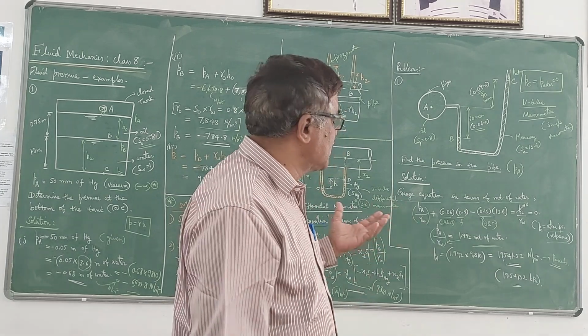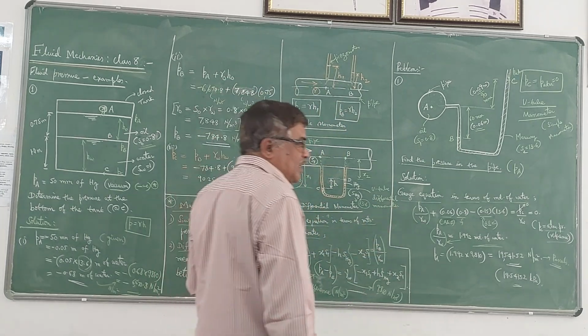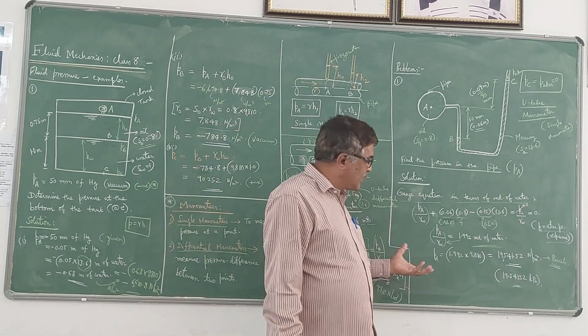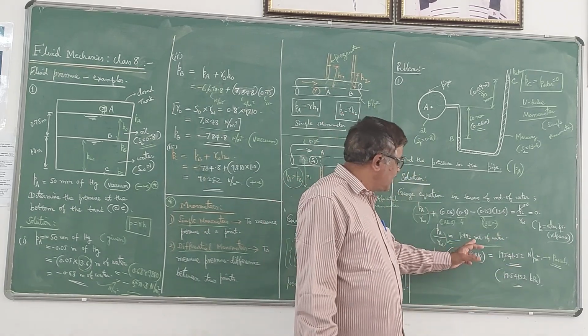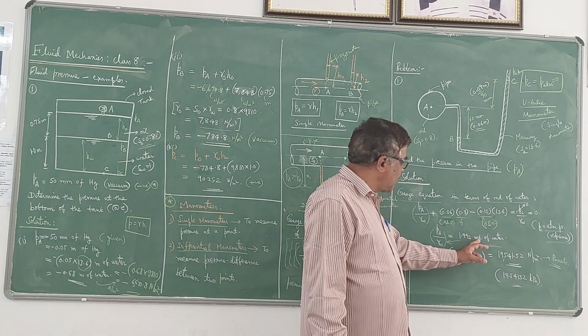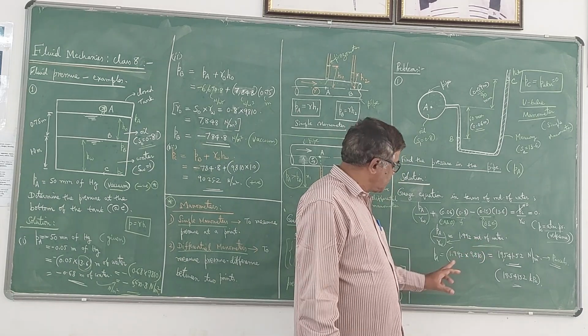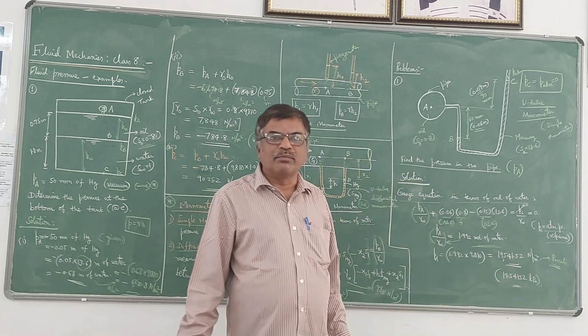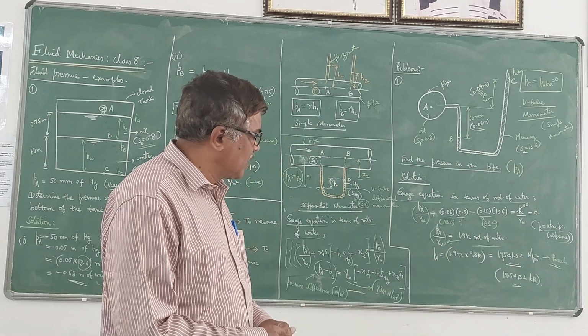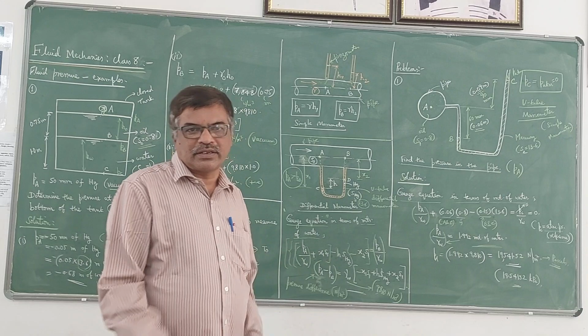And another thing is we are writing the gauge equation in terms of meters of water. Finally, whatever answer you are going to get, it will be in terms of meters of water. And then later on, by multiplying that value by the specific weight of water, that is 9810, you will be getting the value in Newton per meter square. Later on, you can convert that into kilopascals also.